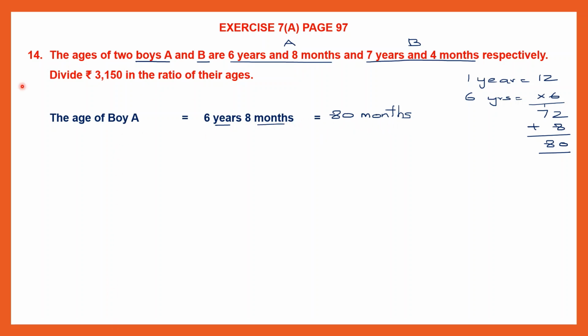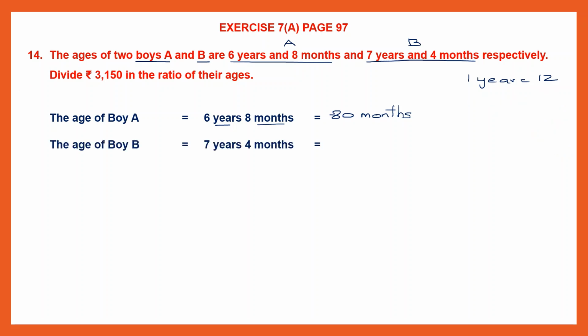Now we have to find the age of boy B also in months like this. So the age of boy B is 7 years and 4 months. So we're going to convert all this into months. So we know 1 year has 12 months. So here it is 7 years. So 7 years will be 12 into 7. 12 sevens are 84. Okay. Now here it says 7 years and 4 months. That means we need to add that 4 months to 84 months here. So let's add 4 here. What do we get? 4 plus 4 is 8, 88. That means the age of boy B is 88 months.